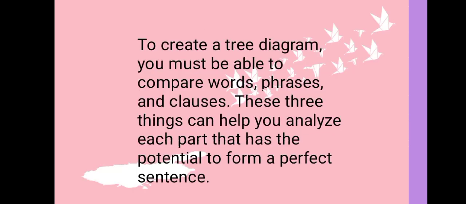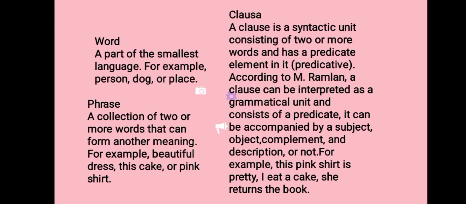To create a tree diagram, you must be able to compare words, phrases, and clauses. These three things can help you analyze each part that has the potential to form a perfect sentence. Word: a part of the small language, for example, person, dog, or place. Phrase: a collection of two or more words that can form another meaning, for example, beautiful dress, this cake, or pink shirt.